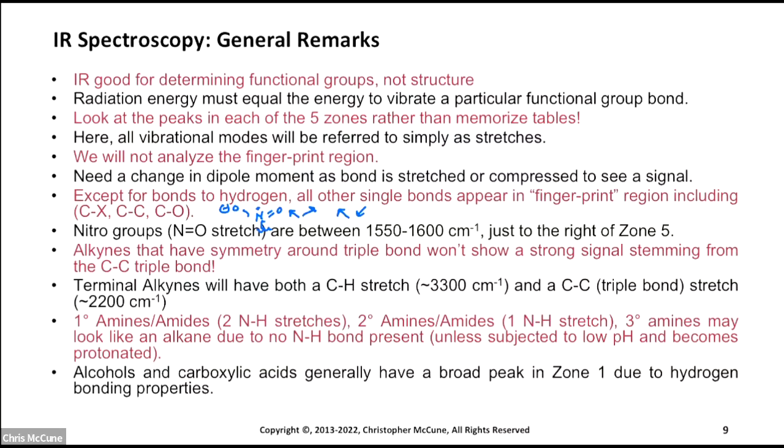Alkynes that have symmetry around the triple bond will not show a very strong signal if the two R groups are pretty close to the same thing. So let's say an ethyl and a methyl, right?